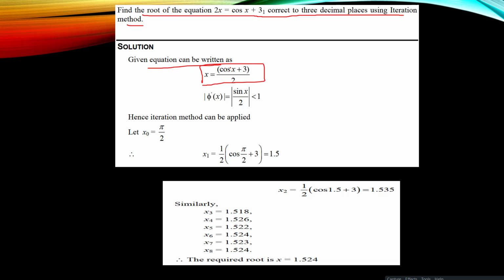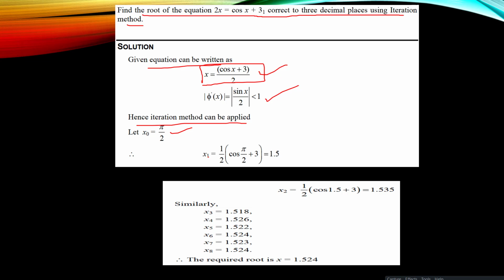Then the derivative of this: cos x becomes sin x, 3 becomes 0. So sin x by 2 is the derivative, and when you put the value, it will be less than 1. So the iteration method can be applied for solving the equation. Hence iteration can be applied, and first you assume the initial value x is equal to pi by 2.